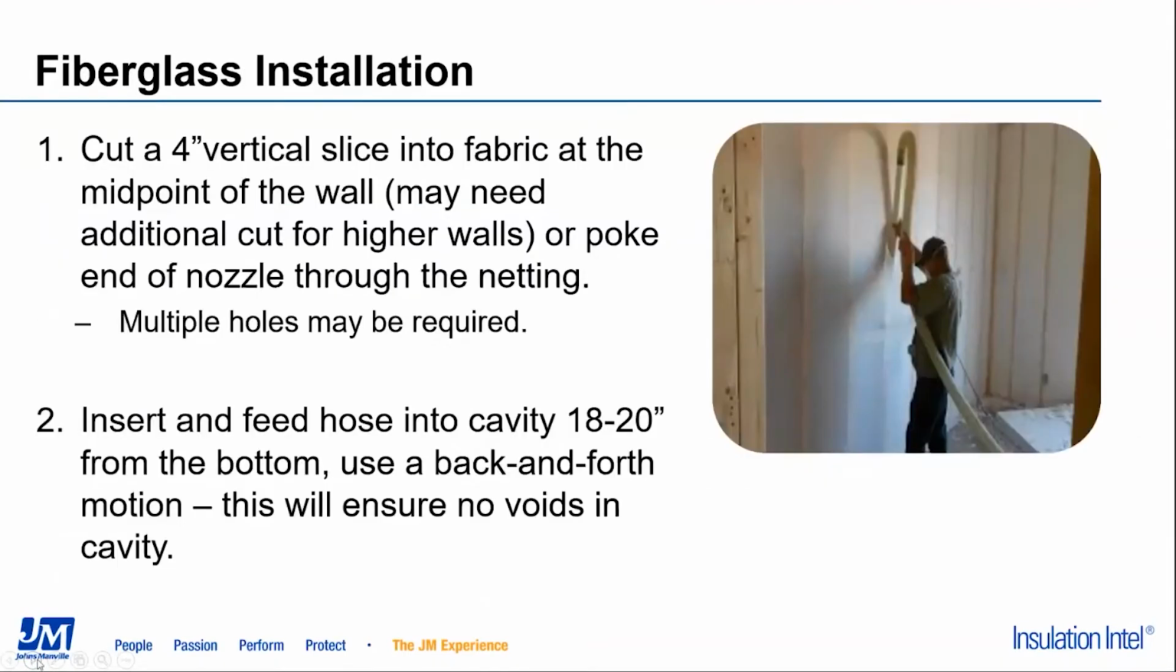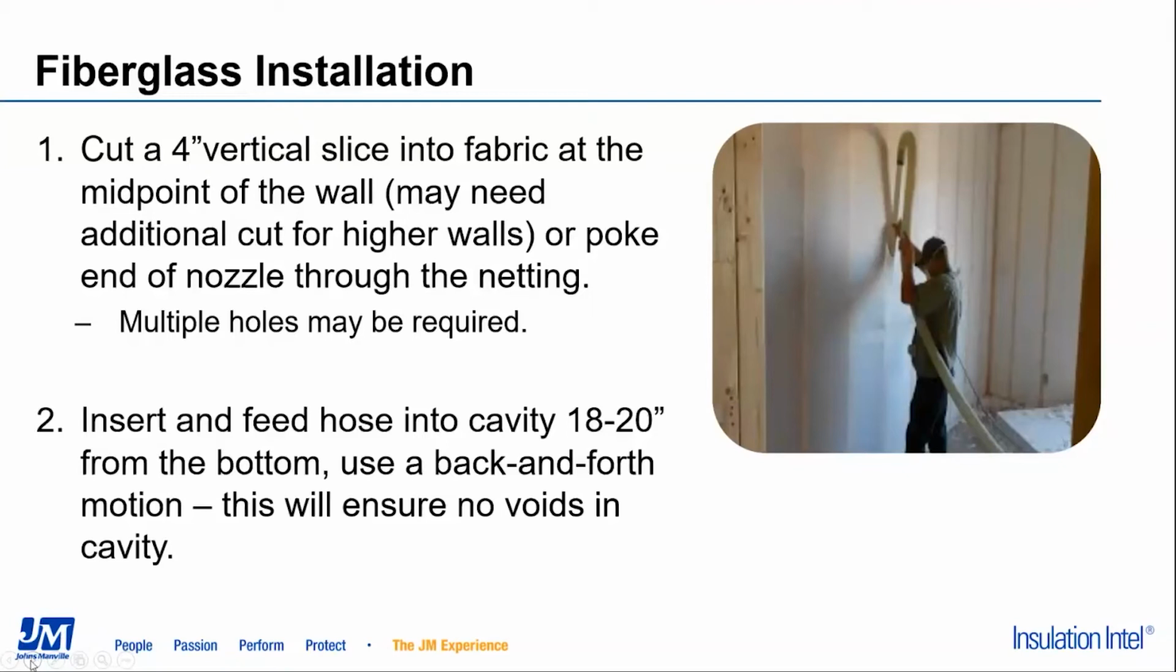So for the fiberglass installation, we want to start by cutting a 4-inch slit at the midpoint of the cavity. If the wall is tall, or you have obstructions in the cavity, you may need to cut more slits to compensate. Next, insert the hose or nozzle into the cavity and push down until you're approximately 18 to 20 inches from the bottom. Turn on the switch and move the hose back and forth evenly, distributing the material in the cavity.